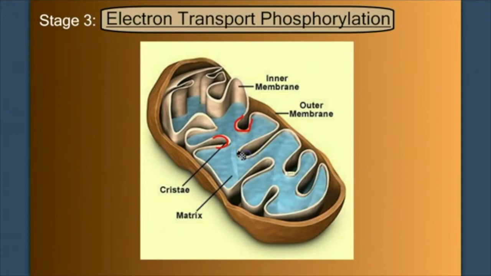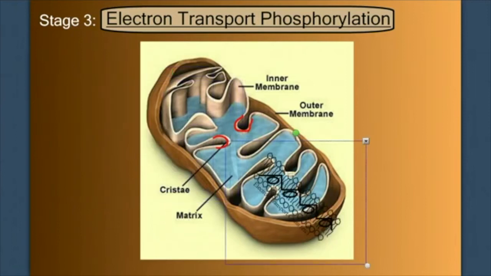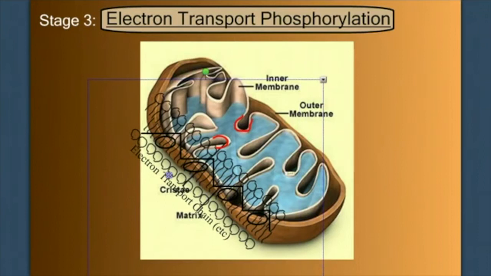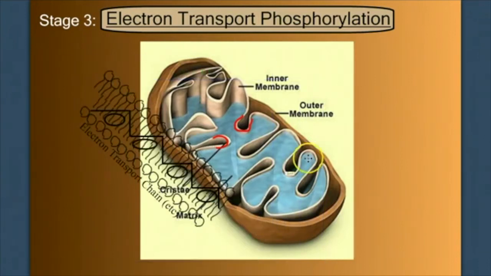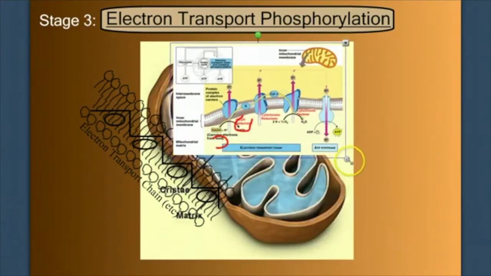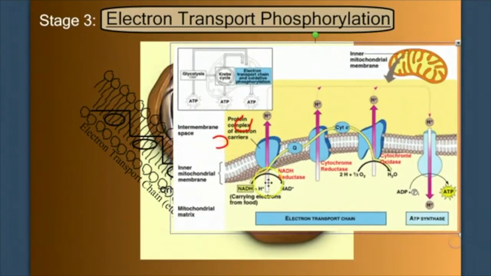Let's see if I can grab this and make this bigger. This may look familiar from our video series on photosynthesis. This is my representation, but I'll show you another way to look at it. Here's a diagram. It's a series of enzymes embedded in a membrane, and electrons get passed along, and in doing so, we're going to make ATP.